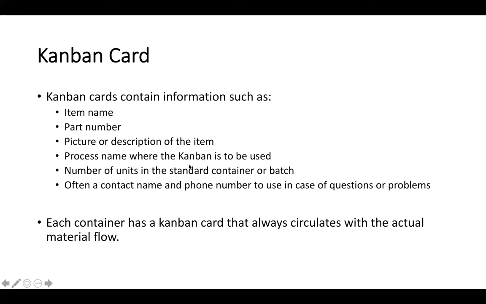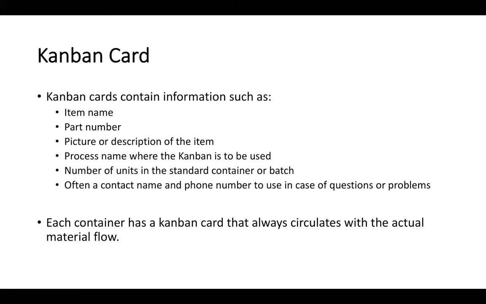So, for example, some of the typical information that goes on Kanban cards is related to the item name, part number, picture or description of the item, the name of the process where this item is going to be used, how many of that item we need, and usually the name of a contact person or a phone number, such that if there is any issue related to providing that item, then that person can be contacted.